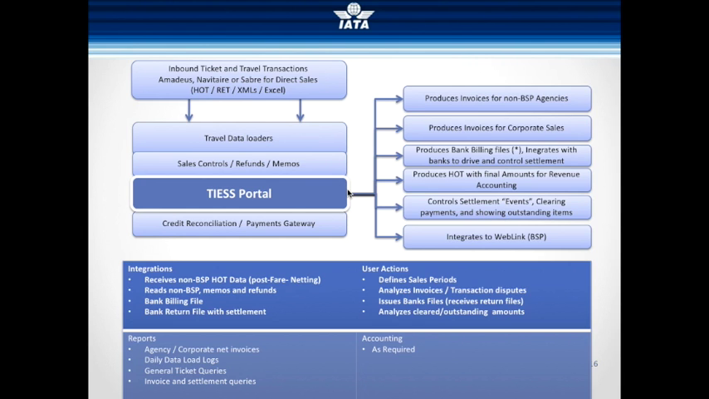If a customer decides to use us as a preprocessor of ticket data, we can also drive integration or conversion of their direct sales agencies into BSP, producing BSP web link files ready to drive their data into the BSP and even transition into the BSP. So in general, these are the main functionalities of the TIESS portal. A few details here at the bottom.